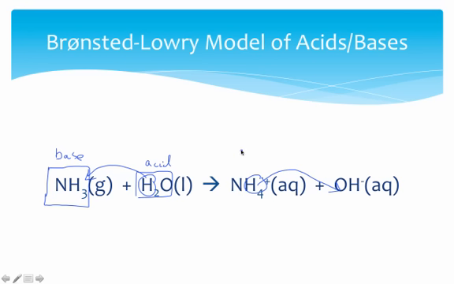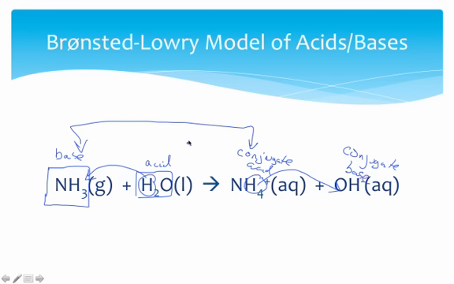This makes the NH4 plus our conjugate acid, and it's paired with the base that we originally started with. So this is the conjugate acid of the original base that we had. And that makes the OH minus our conjugate base. And again, this conjugate base is then paired with the original acid that it started with.